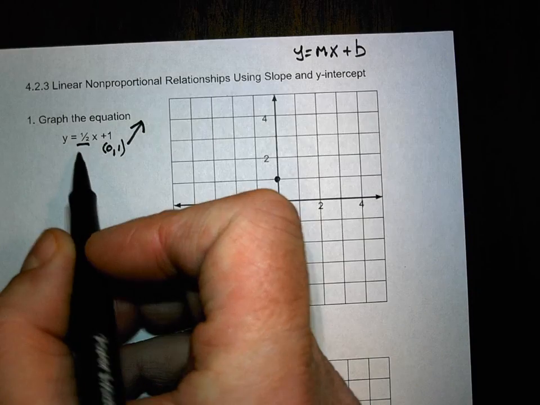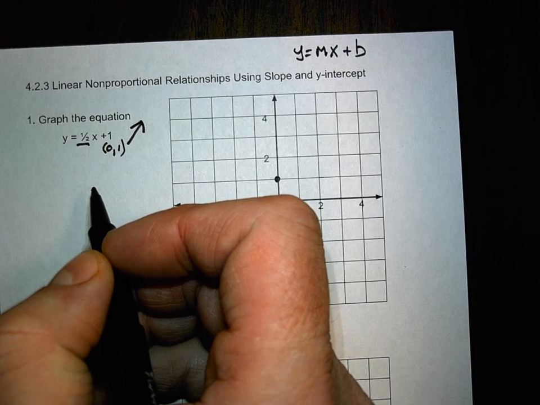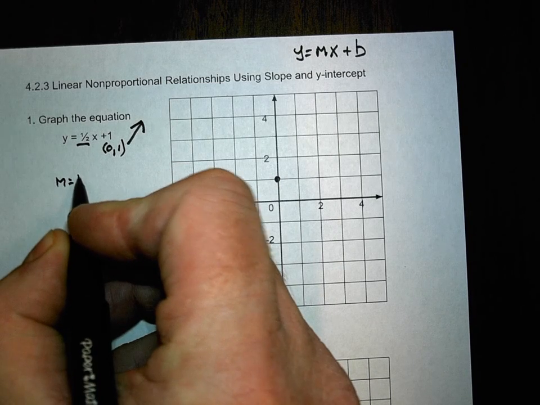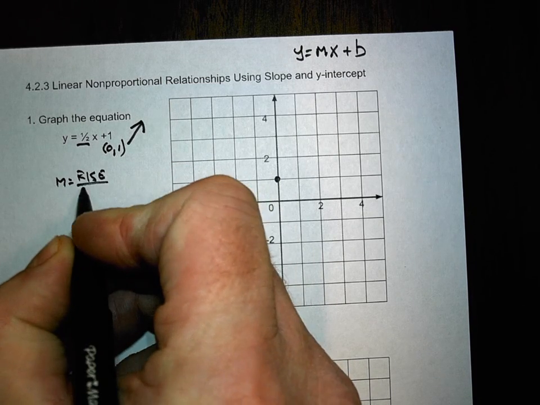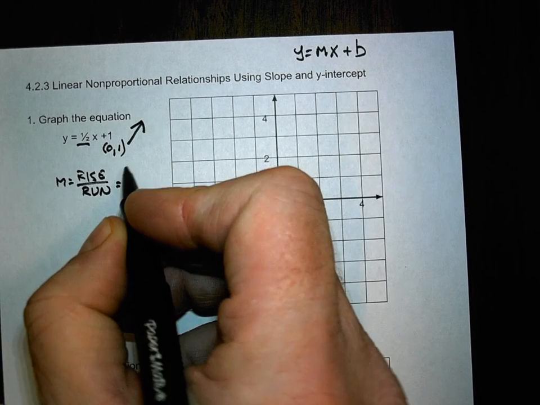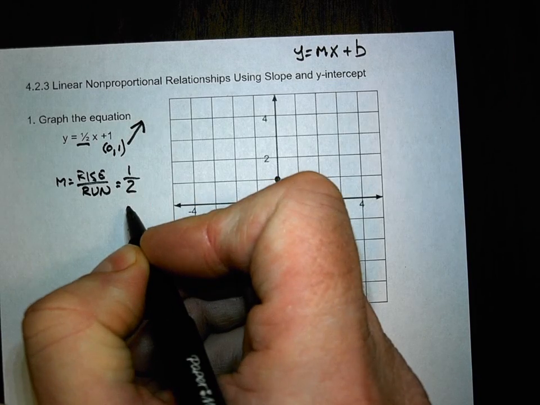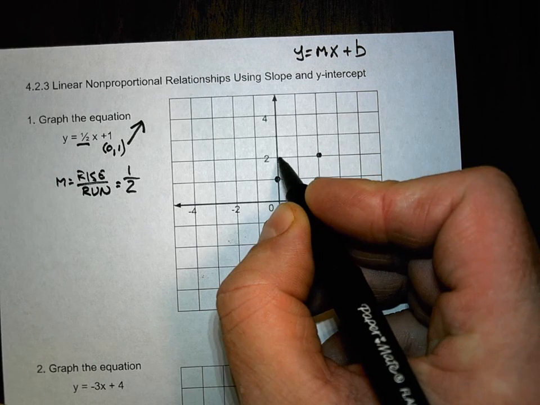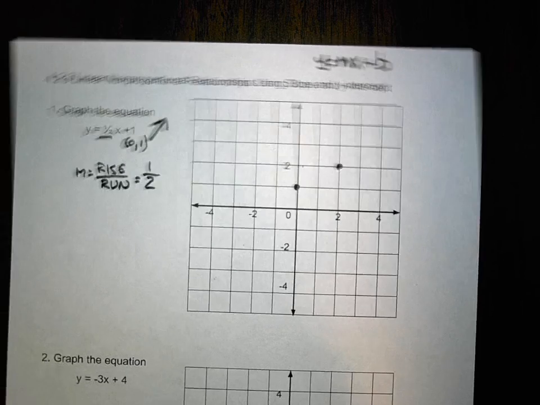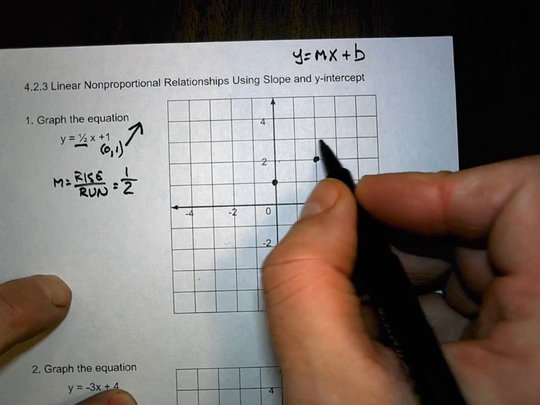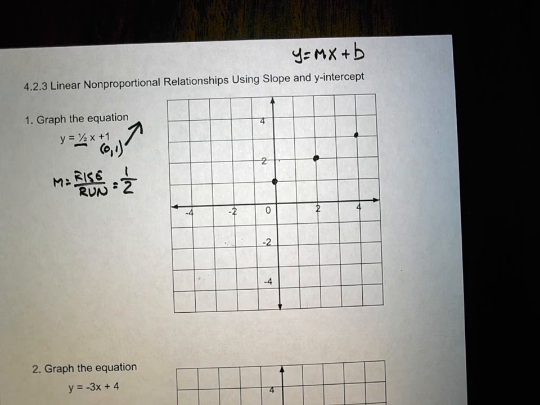Now, my slope, what do we know slope is? Rise over run. So m is rise over run. As long as I've got a fraction, life is golden. What's the fraction? 1/2. So rise is 1, run is 2. I rise 1 and I run 2, and I've got my second point. If I wanted more points, I could do rise 1, run 2 from each of those points. Then I take my straight edge and make a pretty line.